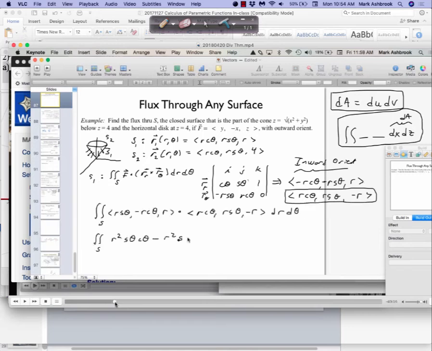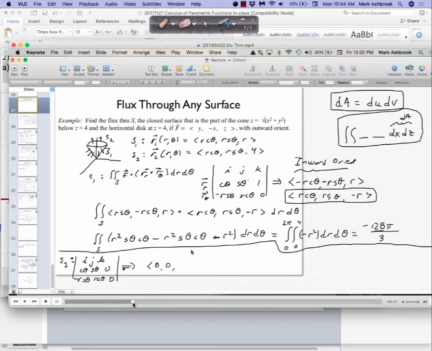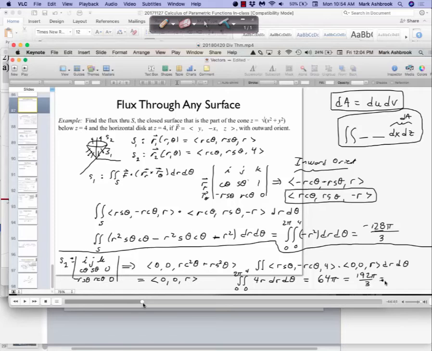So I did that cross product and worked through the flux integral. For that first one, you get negative 128 pi over 3. And then the disk, S2, the top disk. So I posted this on Blackboard. You're going to watch this, study this example. It's just doing the flux through the cone and then the flux through the top disk. There are a lot of subtleties and nuances in the process, so you have to watch it and work through it, or try it yourself first and watch it.